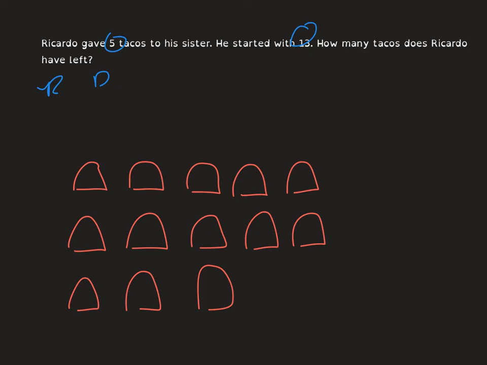He gave 5 to his sister. So, green, because sharing is good. How many tacos does Ricardo have left? Well, we can just count from here. But I'm not going to. Okay, we've drawn our picture, so now we're going to write. 13 minus 5, my mistake.